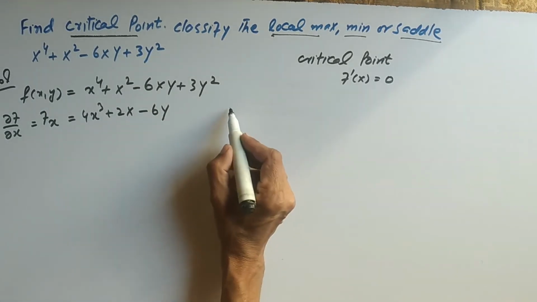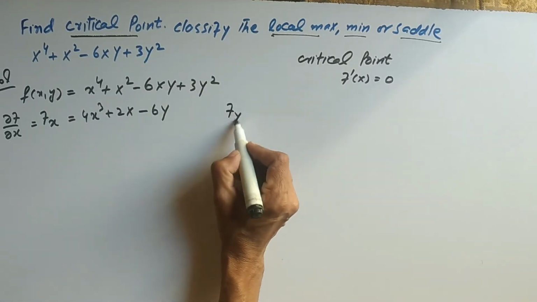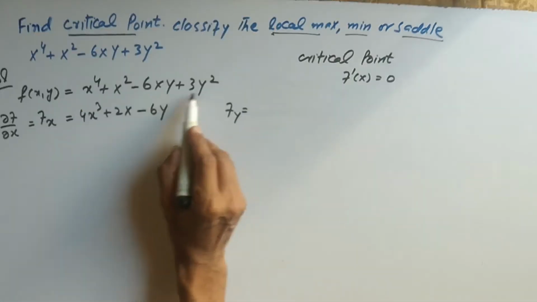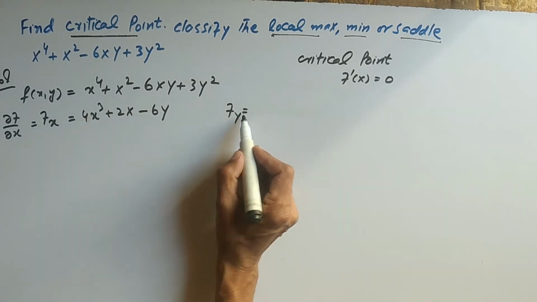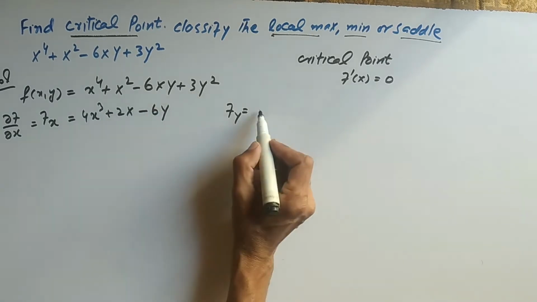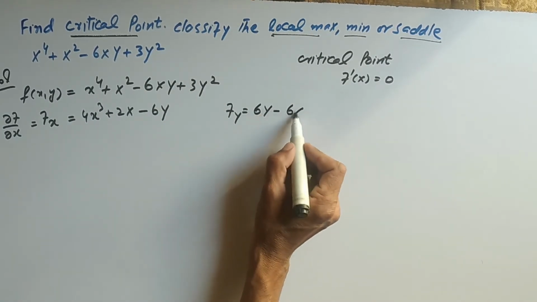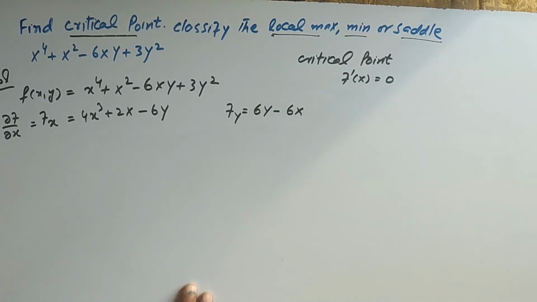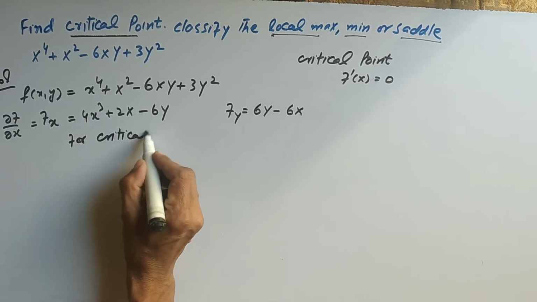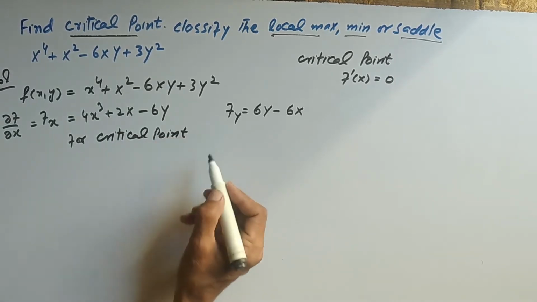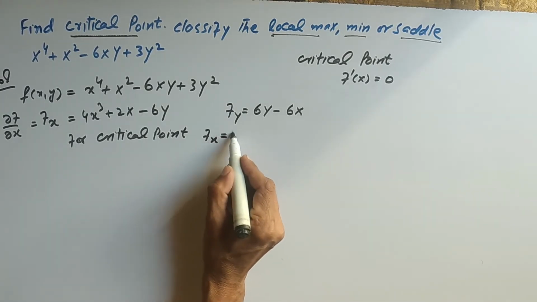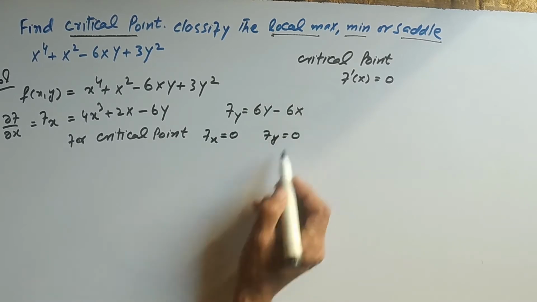Similarly, we take f_y, the partial derivative with respect to y of this equation. When we take the partial derivative, the x^4 and x^2 terms are ignored. This will be 6y - 6x. Now for the critical point, as I already said, f_x equals 0 and f_y equals 0.